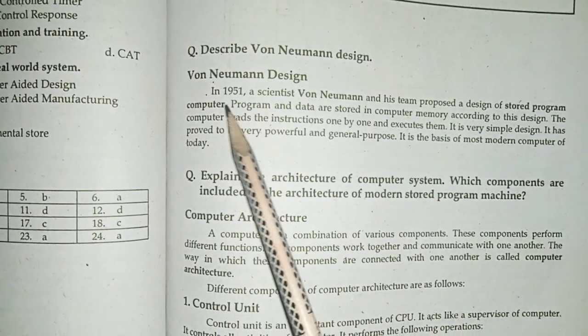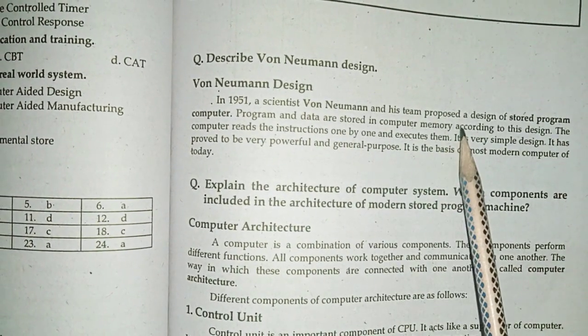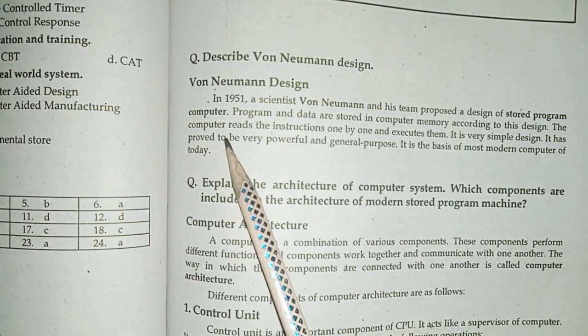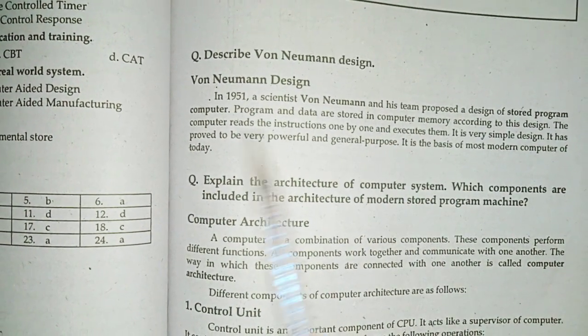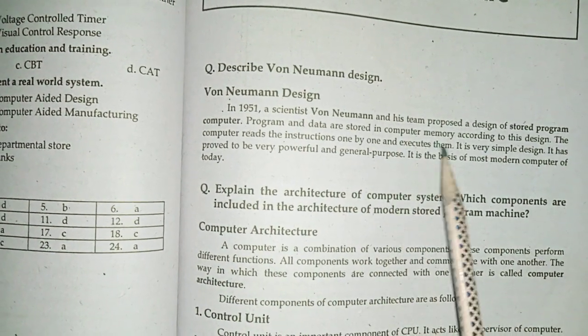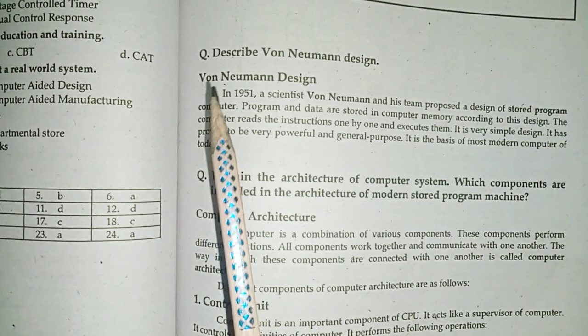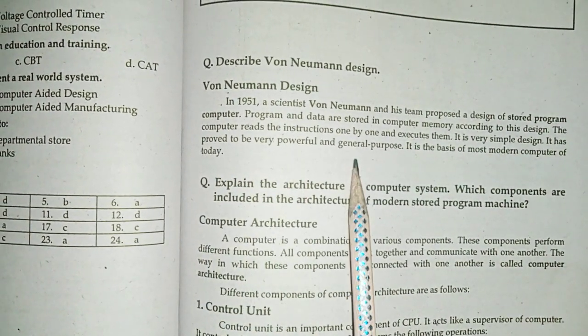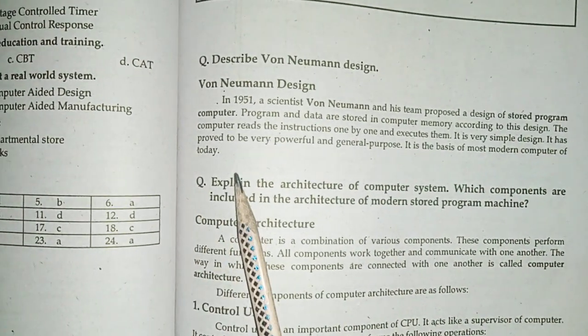Now let's move to the topic, Von Neumann design. In 1945, the scientist Von Neumann and his team proposed a design of stored-program computer, where the program and data are stored in computer memory. According to this, the computer reads the instructions one by one and executes them. It is a very simple design. It has proved to be very powerful and general purpose. It is the basis of most modern computers of today.